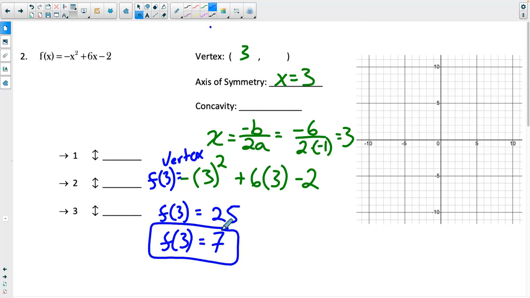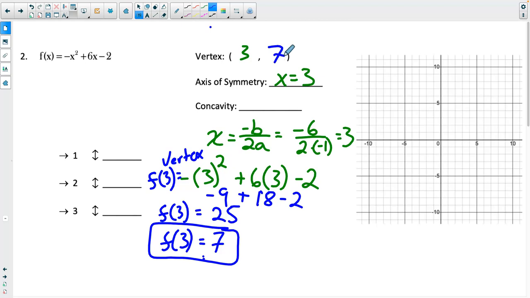So what I'll say is watch that sign, because this ends up being -9 because we square it. We get 9. The negative gets tacked on. This is plus 18 and then -2. So 7 does end up being the correct answer there. So we can plot that.